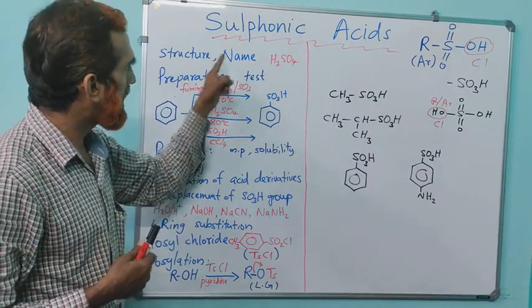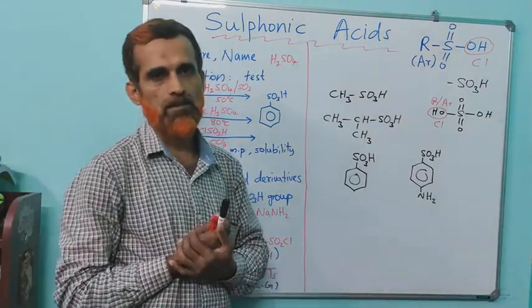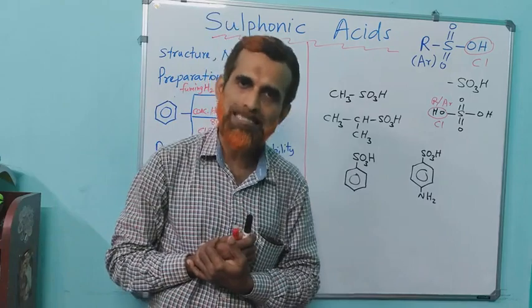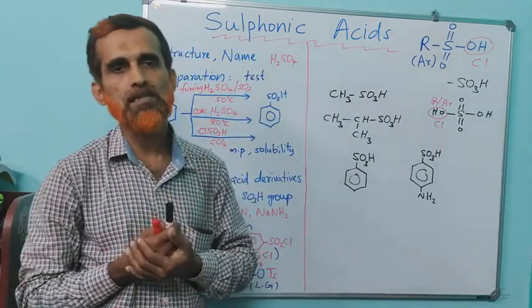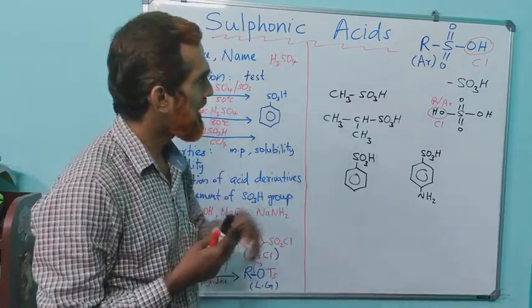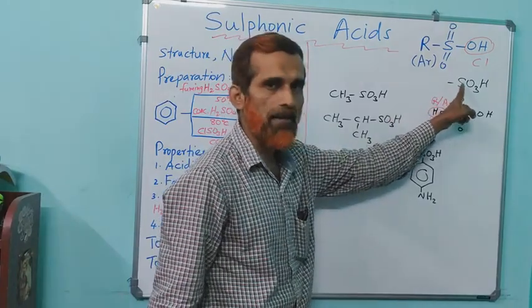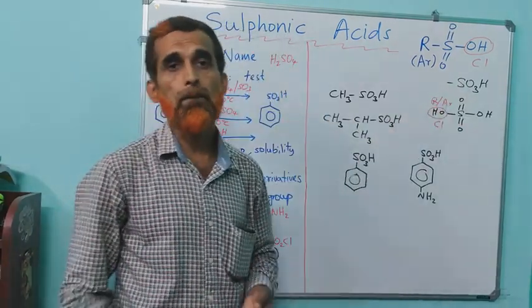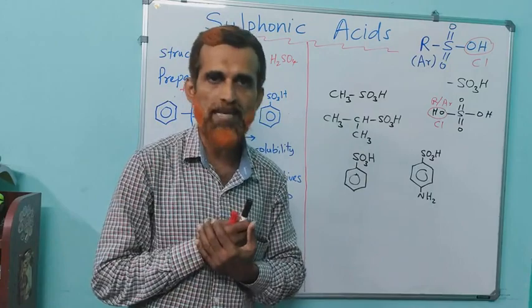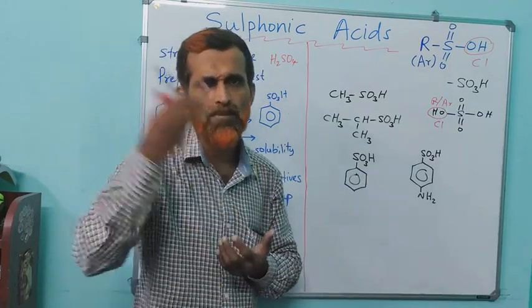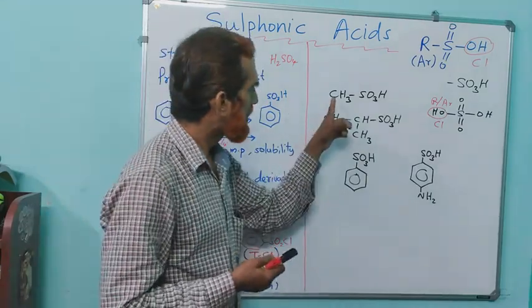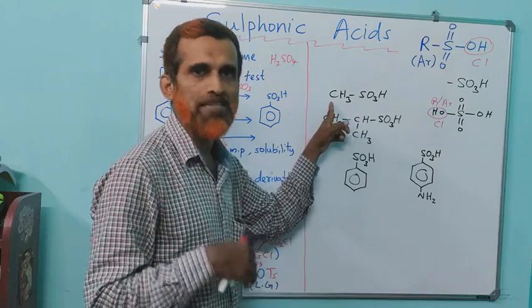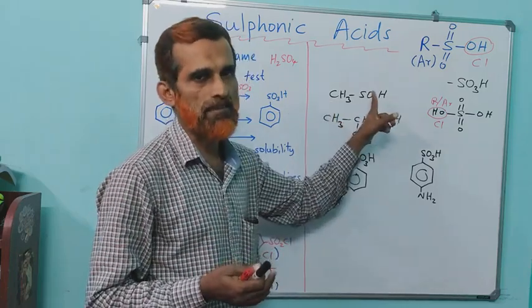Now, coming to the name, nomenclature. In the IUPAC system, the suffix used is sulfonic acid itself. Since this group doesn't contain any carbon, it cannot be part of the main chain or parent name. So the name is explicitly shown. So what is the name here? One carbon, so it's methane sulfonic acid.